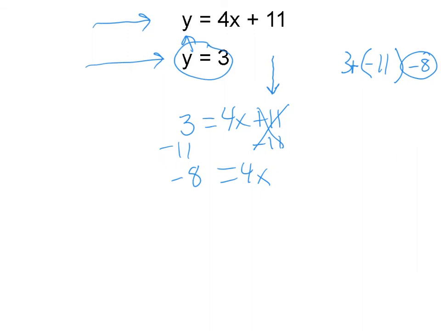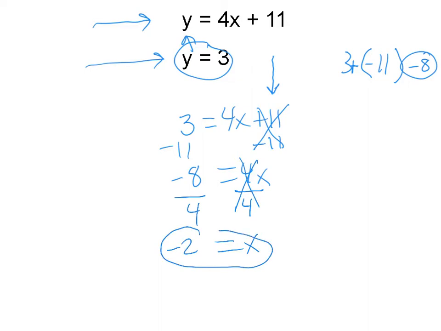And now I still need to get x by itself, so I'm going to do the opposite of math here. I'm going to divide by 4. So I end up with -8 divided by 4 is -2. So there, once again, I solved by substitution.